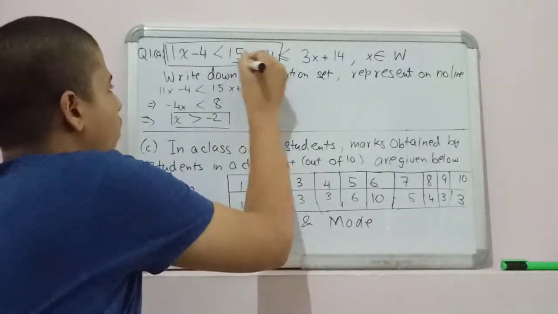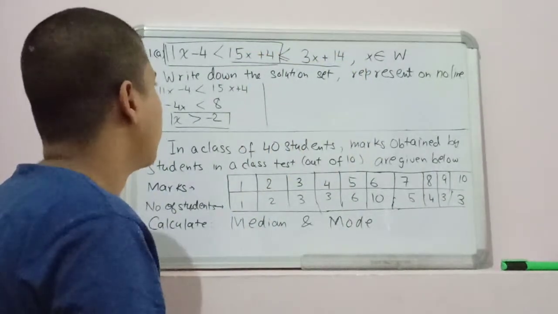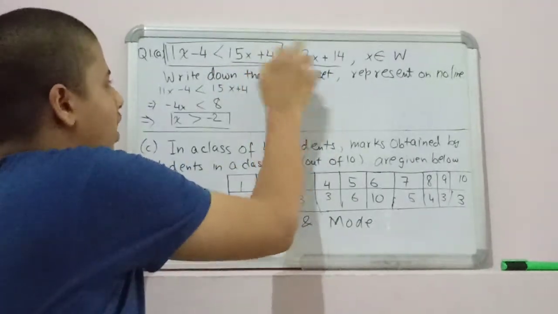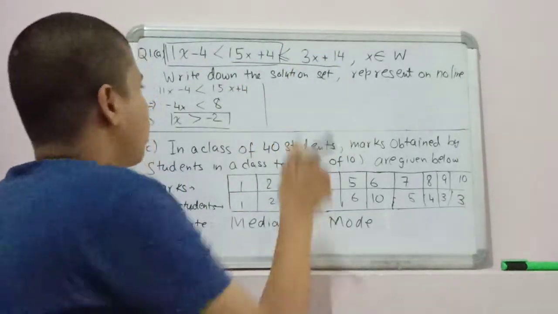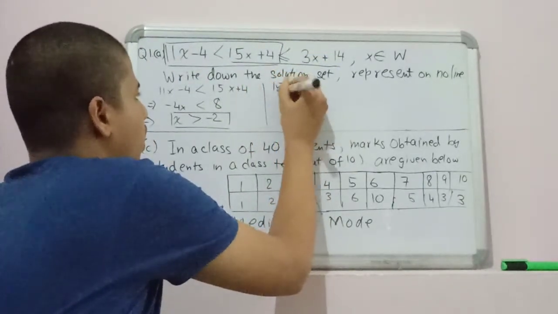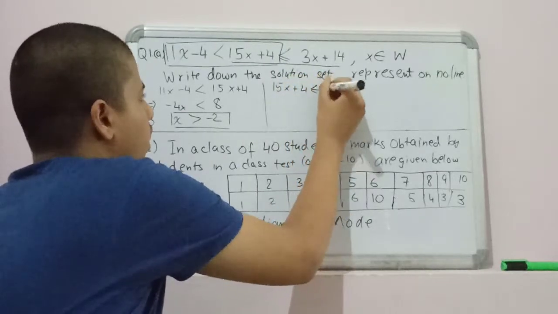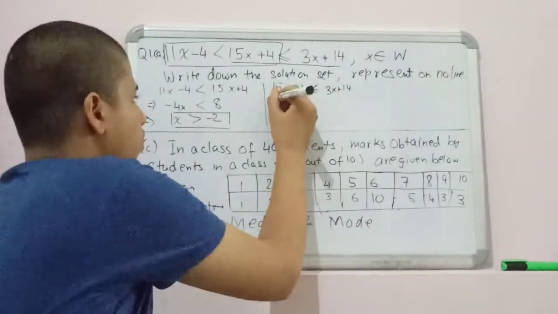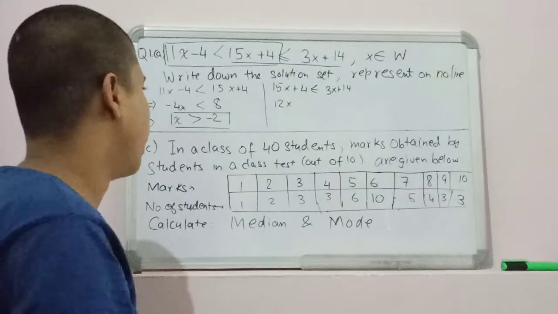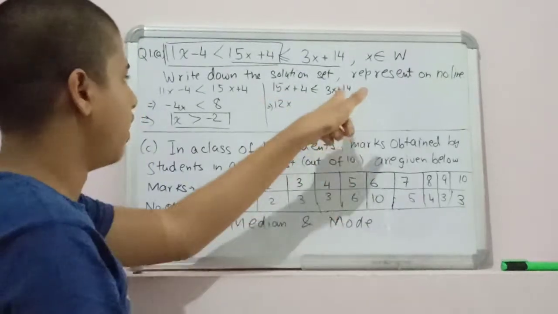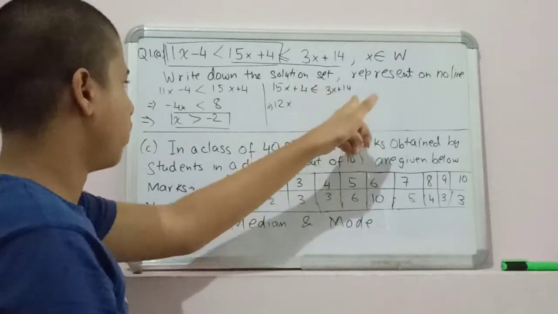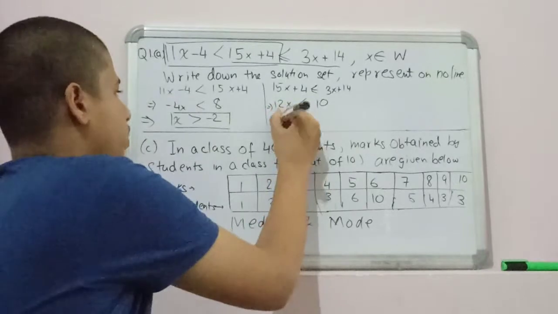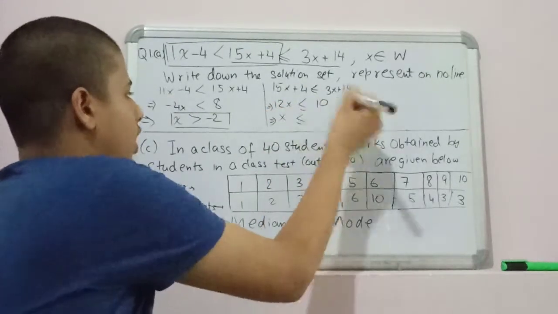The second inequality will be this one. 15x plus 4 is less than or equal to 3x plus 14. Why haven't I chosen these two? Because if it is greater than this, then obviously it's greater than that. Okay, so 15x plus 4 is less than or equal to 3x plus 14. We can subtract 3x from both sides. On the left hand side we will have 12x, and on the right hand side we will have 0x, and we can subtract 4 from both sides, and we will be left with this. So x, we can divide both sides by 12. 10 over 12, that's 5/6.